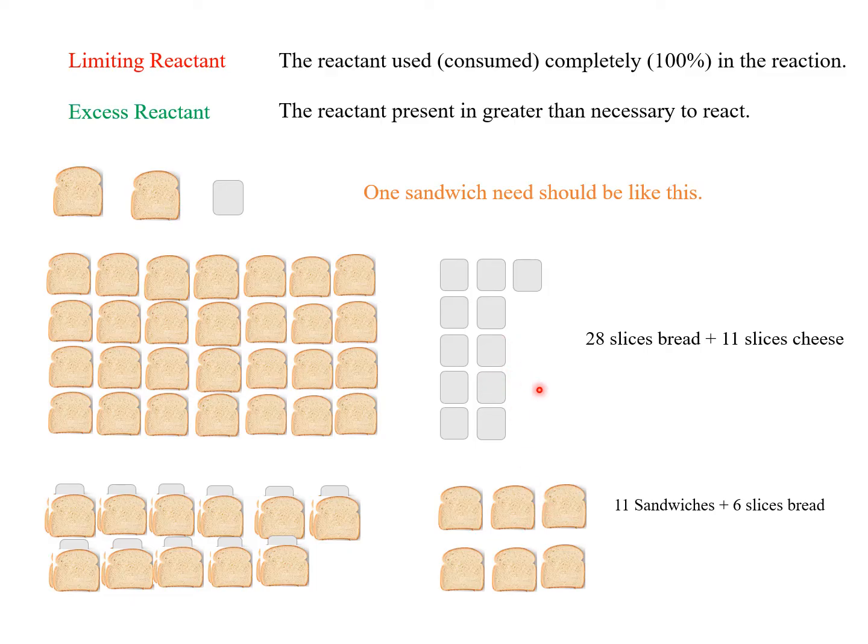Because of the cheese, the reaction needs to limit. But bread is our excess. Even at the end of the reaction, some of the bread is left over. So now you have a great idea about the limiting reactant and the excess reactant. Now let's apply this food analogy to chemical reactions.